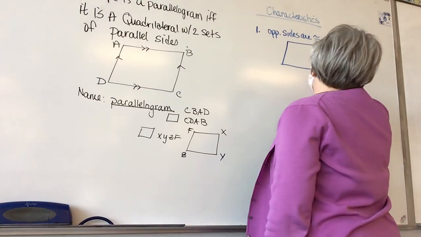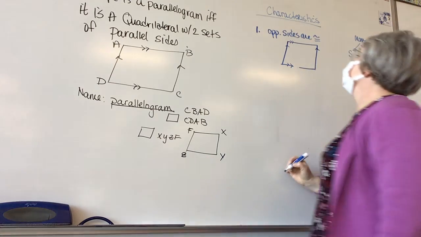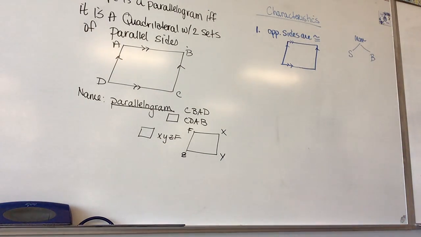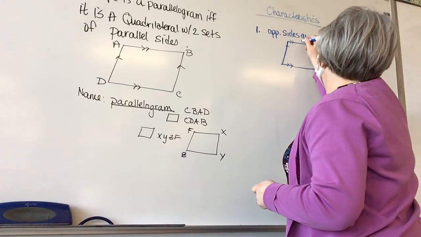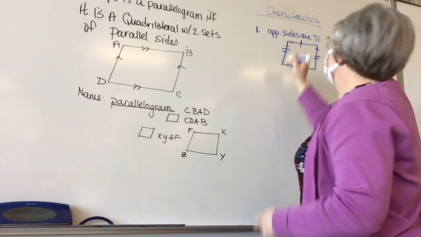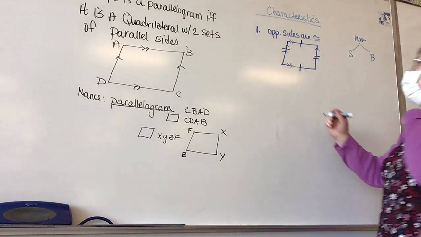You got it. So I write him kind of small because I don't want him in the way of all my characteristics. But if the parallel arrows are not there, then he is not a parallelogram. Okay, opposite sides are congruent. So we have 1 tick and 1 tick, and then 2 ticks and 2 ticks. Opposite sides are congruent. Good? That one's a nice characteristic, easy characteristic, not bad.